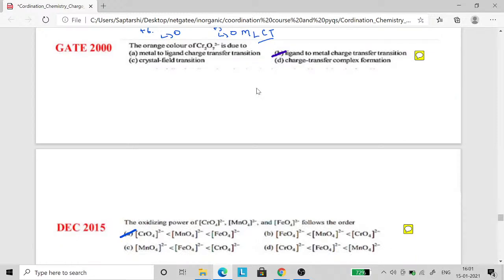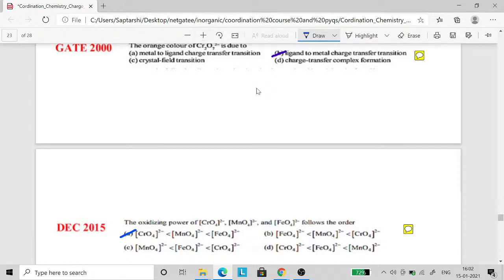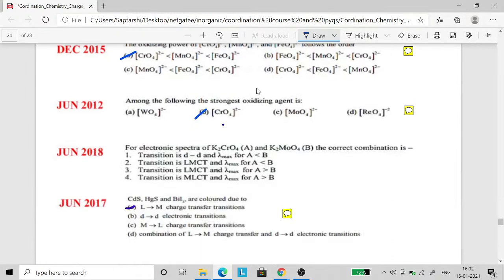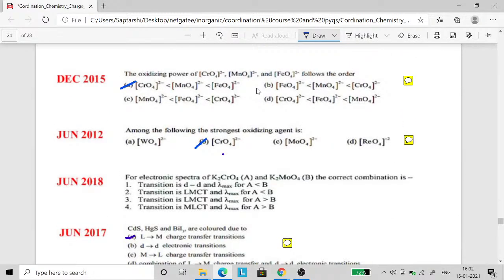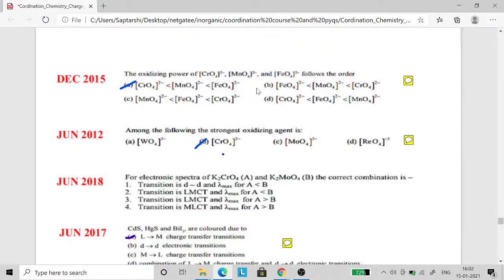Okay, the orange color of Cr2O7 2- is due to... Again, we see this is a donor ligand, and the metal also has a very high positive charge, maybe +6, right? So it has to be ligand to metal charge transfer. Next one, the oxidizing power of CrO4 2-, MnO4 2-, and FeO4 2-.